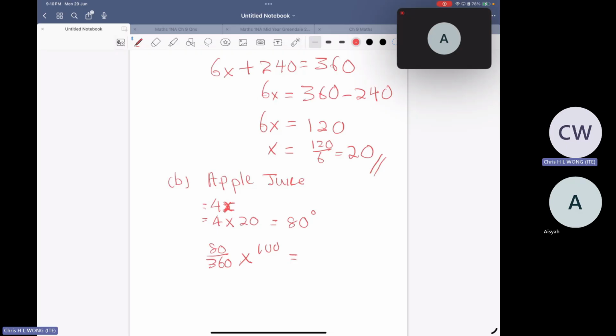80 divided by 360. My cough again. Cannot talk so much. I talk so much, I'll cough. Equals 22.2.